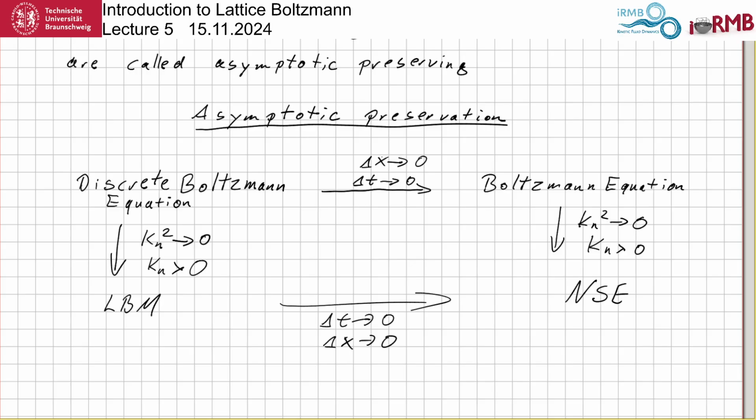And the concept of asymptotic preservation is that we can go, so to speak, in different ways, yeah, from the discrete Boltzmann equation to the Boltzmann equation to the Navier-Stokes equation, or from a discrete Boltzmann equation with a small Knudsen number to the LBM, and so to the Navier-Stokes equation, so that we come from two different paths to the same Navier-Stokes equation. This is what we call asymptotic preservation.